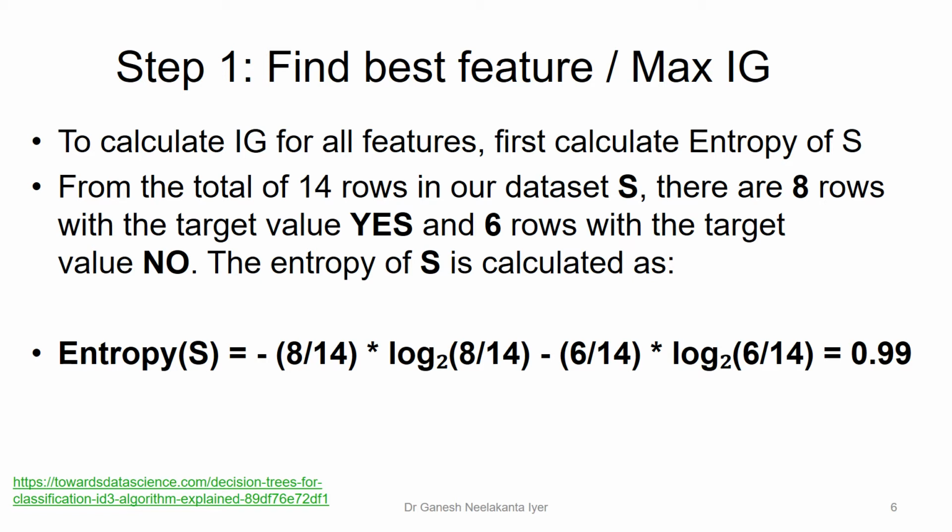To calculate information gain for each feature, first calculate entropy. From the total 14 rows in our dataset, there are 8 rows with target value yes and 6 rows with target value no. So the entropy is minus 8 over 14 times log 8 over 14 minus 6 over 14 times log 6 over 14, which gives 0.99.